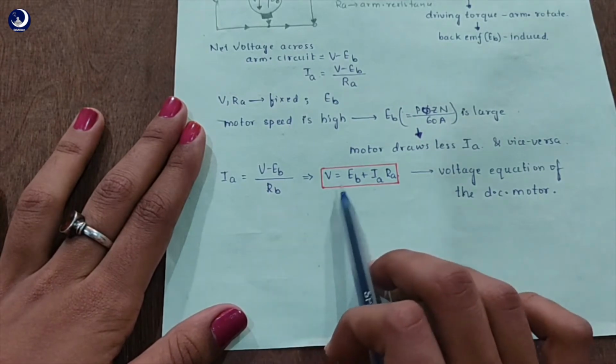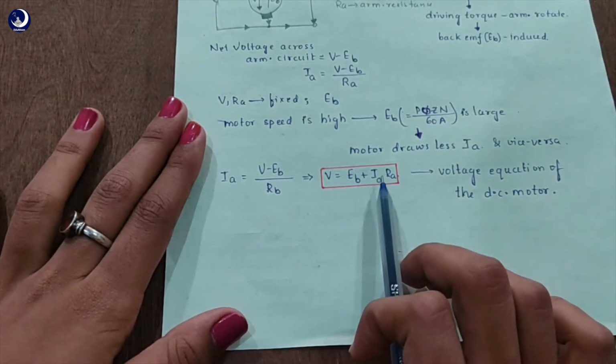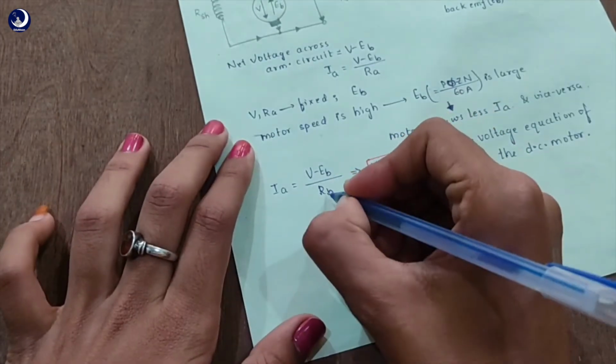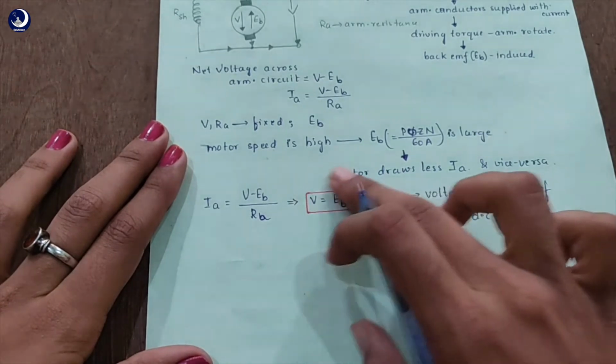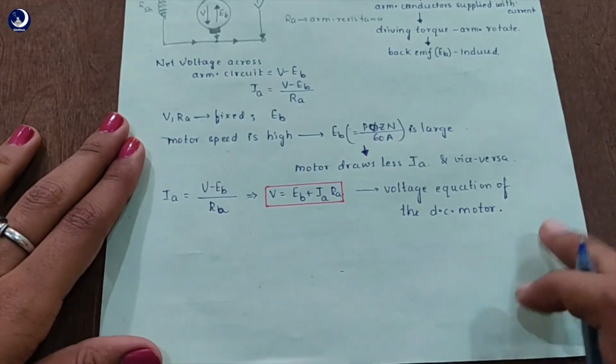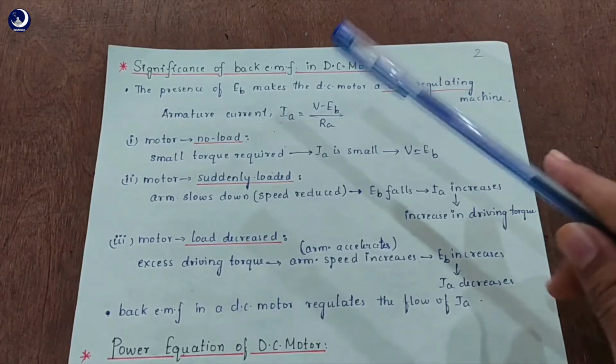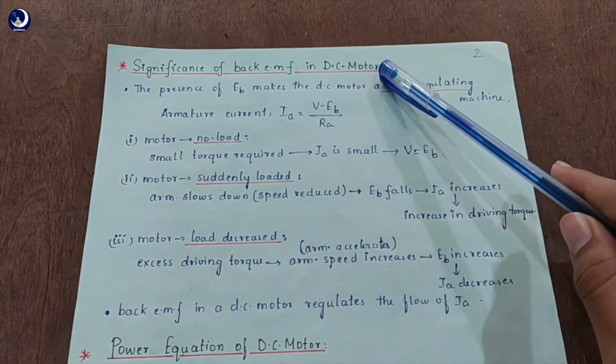From this, V equals EB plus IA RA. Sorry, this is RA. V equals EB plus IA RA. This is the voltage equation of a DC motor. Significance of back EMF in a DC motor.